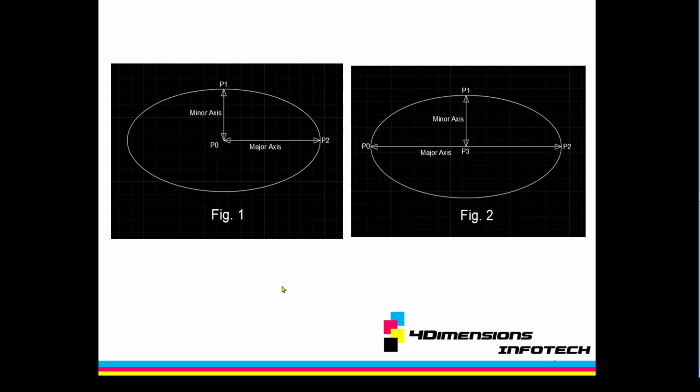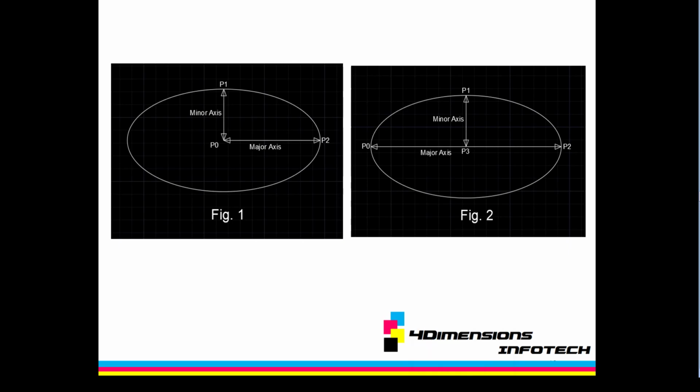Now we are learning the ellipse command. In ellipse we have two types, that is the center method and the minor and major axis method. In figure 1, first we have to click the center point and then click half of the x distance or half of the y distance, that is the minor axis and major axis. In the second figure, we have to click the first point and then give the major axis, and then from the center point you have to give the minor axis.